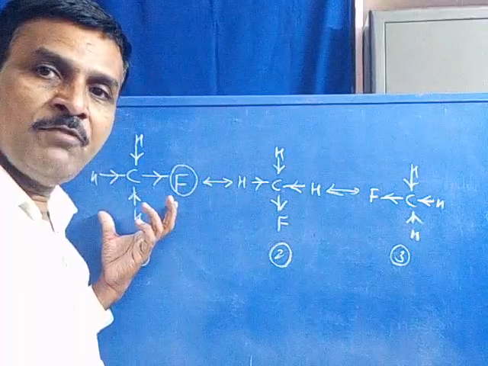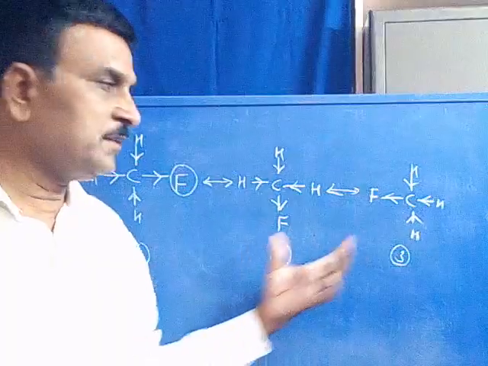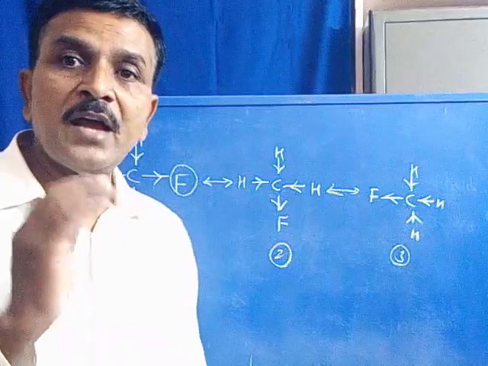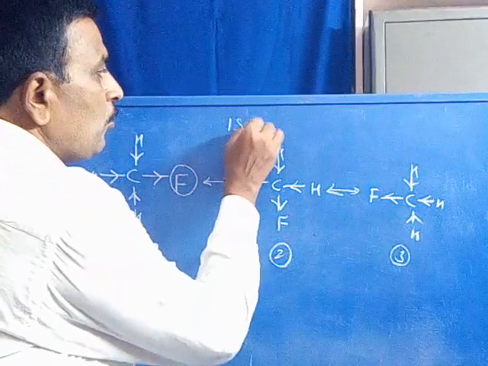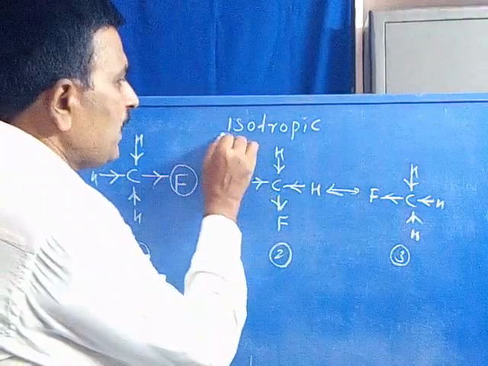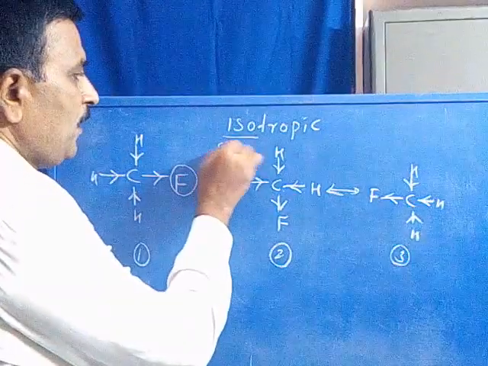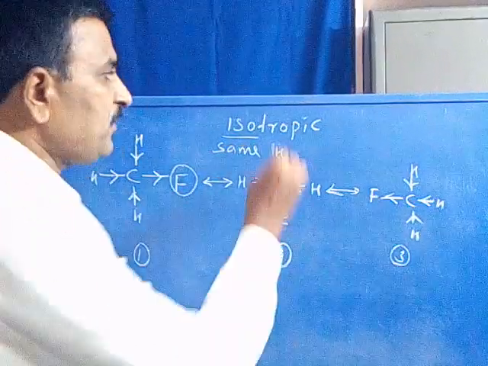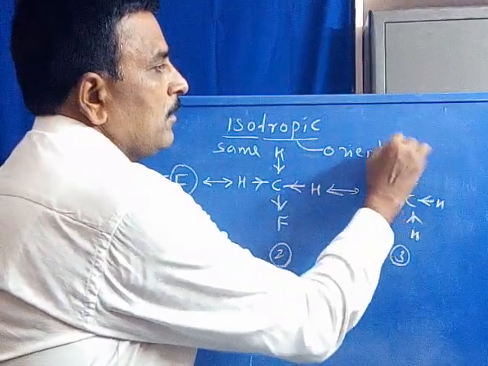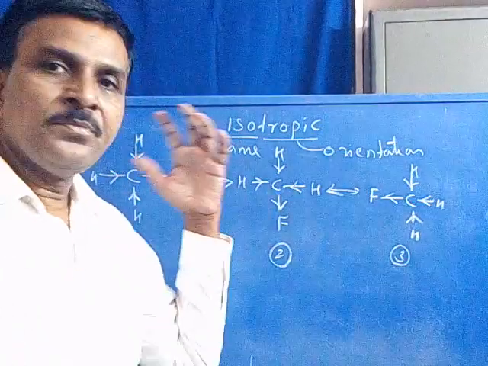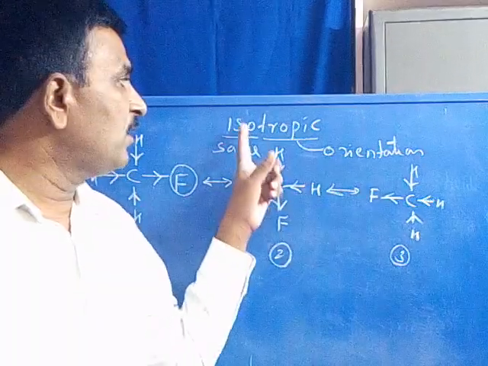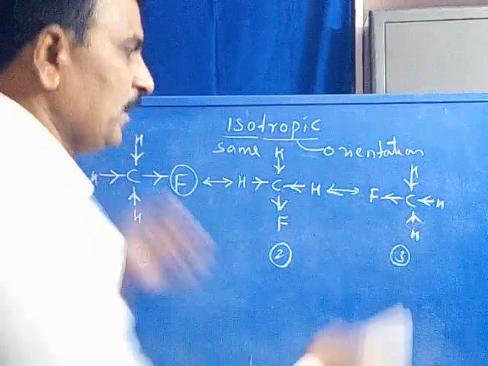The effect is the same in the first orientation, second orientation, or third orientation. Therefore, the inductive effect is also called an isotropic effect, where iso stands for same and tropic stands for orientation. The effect is the same in all orientations. Hence it is called an isotropic effect. Is it clear?